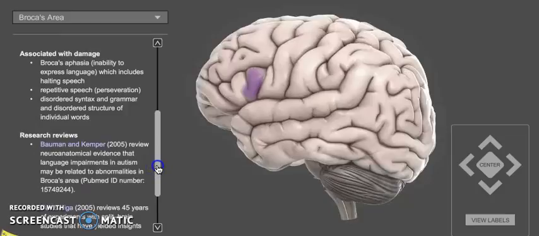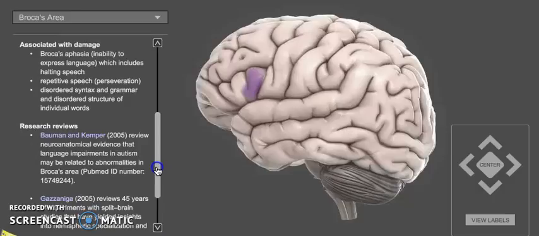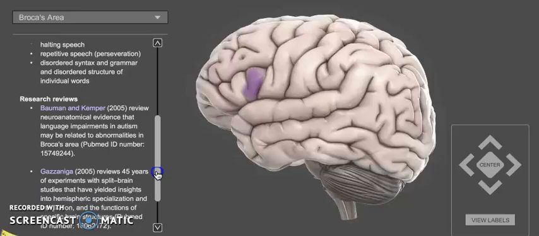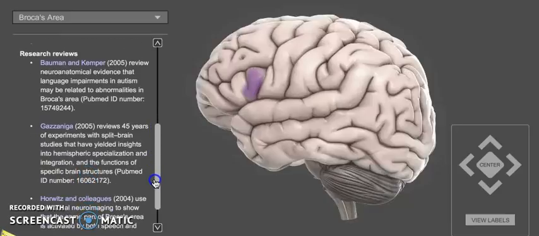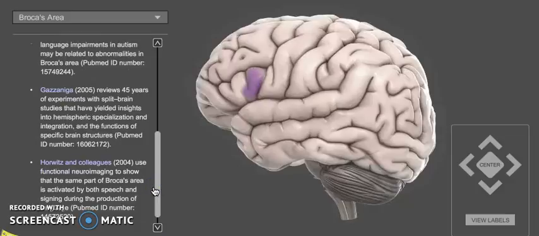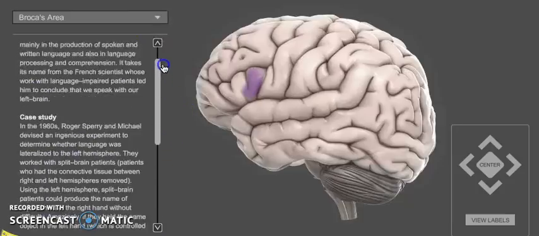All right, and then in 2005, another scientist reviewed 45 years of experiments with split brain studies that have yielded insights into hemispheric specialization and integration and functions of specific brain structures. And then another study that was done in 2004 by Horwitz and colleagues used functional neuroimaging to show that the same part of Broca's area is activated by both speech and signing during the production of language. And so that wraps up the Broca's area for us.